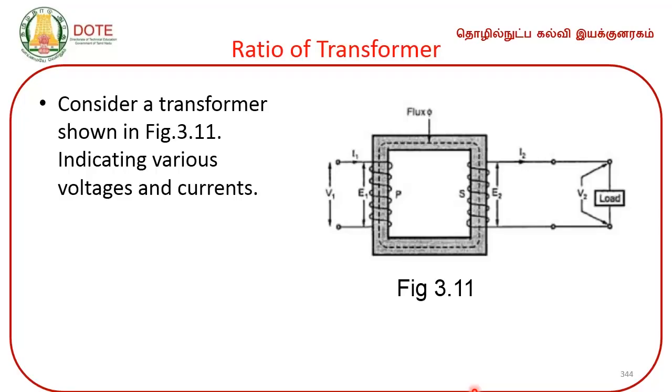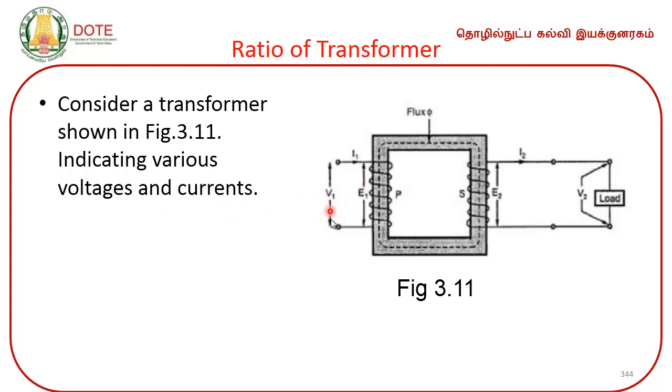In today's class, we will learn about some of the terminologies involved in the principle of operation and constructional details of a transformer. First one is the transformer ratio. Consider a transformer shown in figure 3.11 indicating various voltages and currents. Let me first tell you what are the parameters available in the diagram.